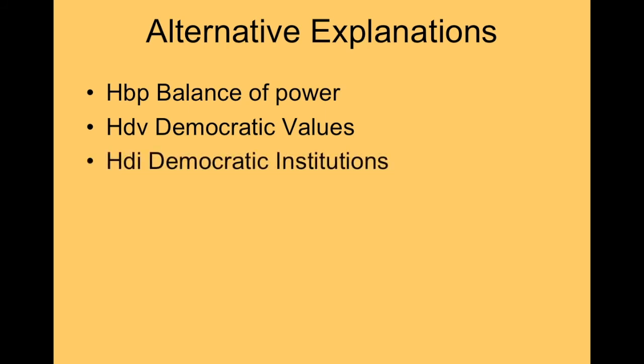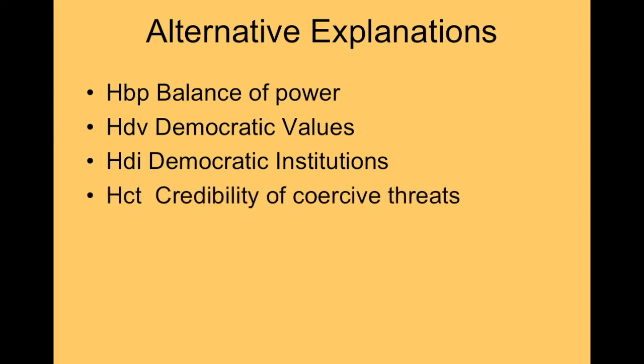Another one has to do with democratic institutions, that these politically constrained democracies are less warlike, especially vis-a-vis other democracies, in that voters might vote out a party that's too hawkish, too eager to go to war.